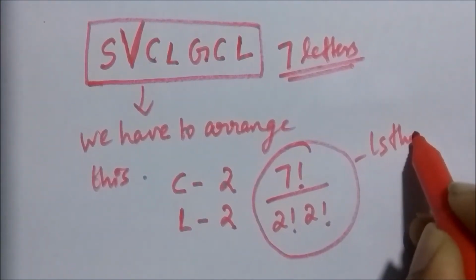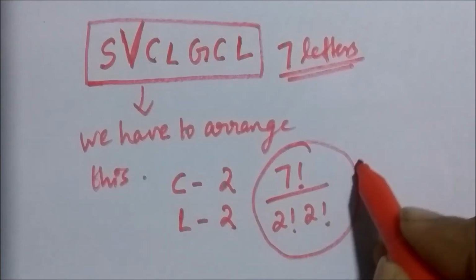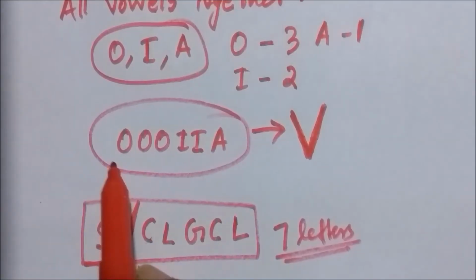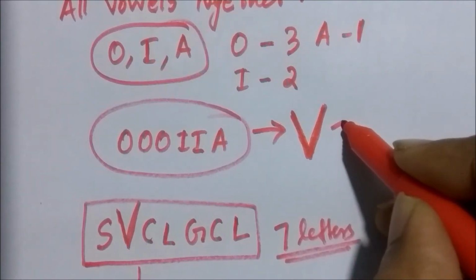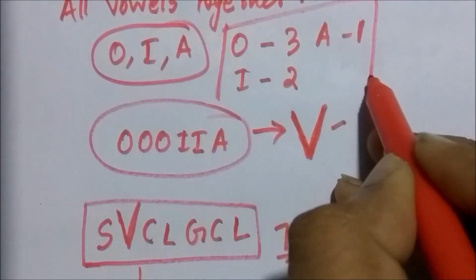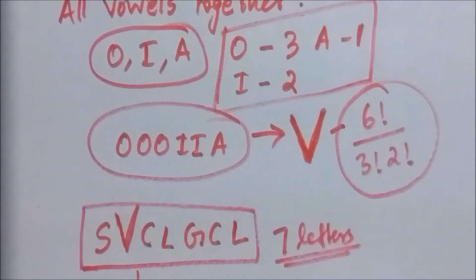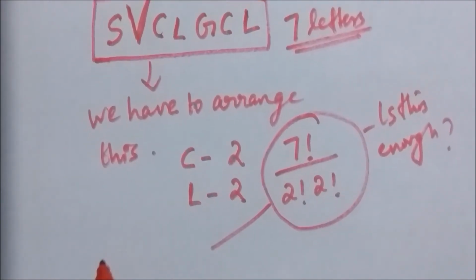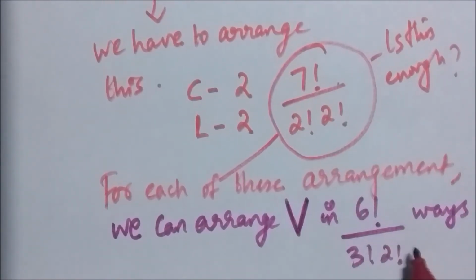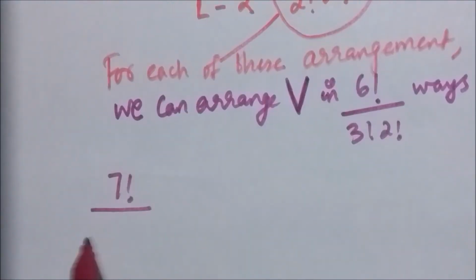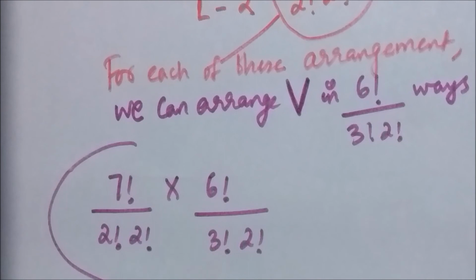Now, are we done here? Is this enough? Absolutely not, right? Because for each of these arrangements, we can arrange the big V in how many ways? There are 3 O's, 2 I's and 1 A. We can arrange them in 6 factorial by 3 factorial into 2 factorial number of ways, right? So for each of these arrangements, we can arrange the big V in 6 factorial by 3 factorial into 2 factorial ways, and hence our final answer is going to be 7 factorial by 2 factorial into 2 factorial, multiplied by 6 factorial by 3 factorial into 2 factorial.